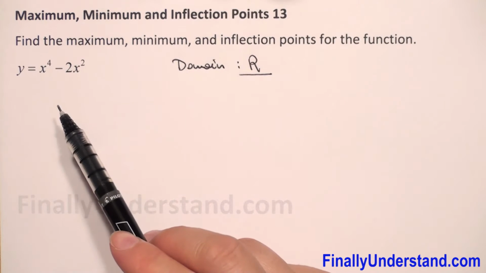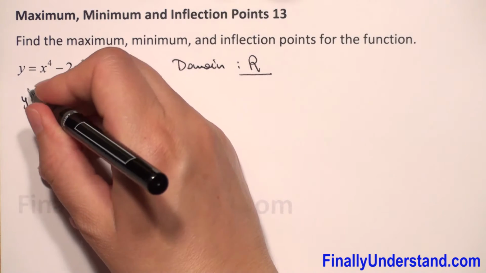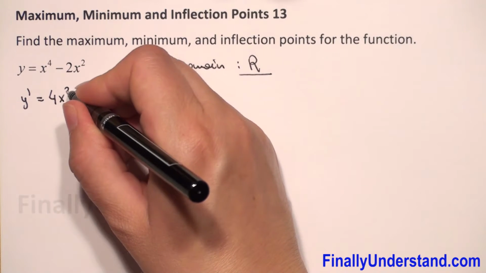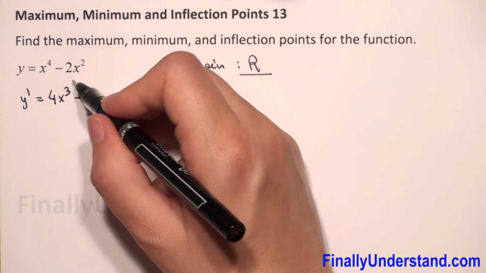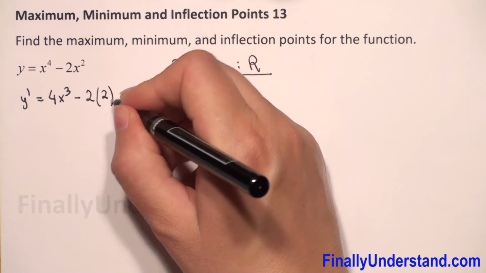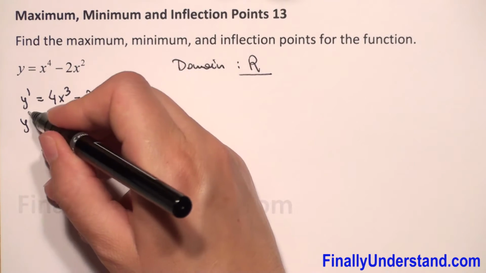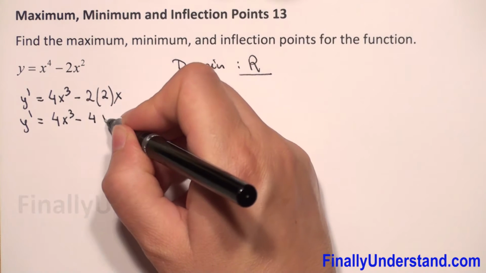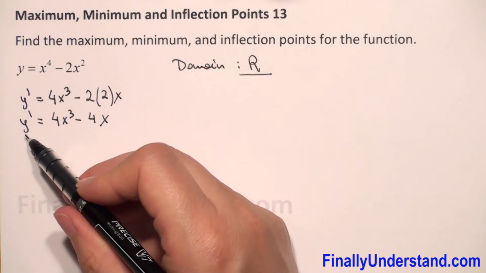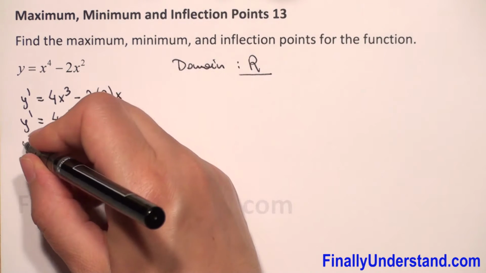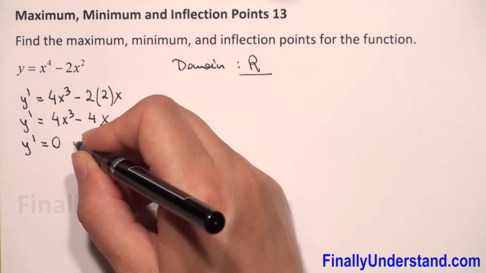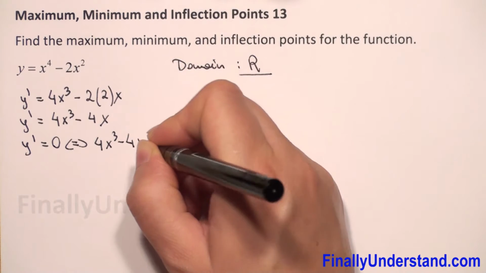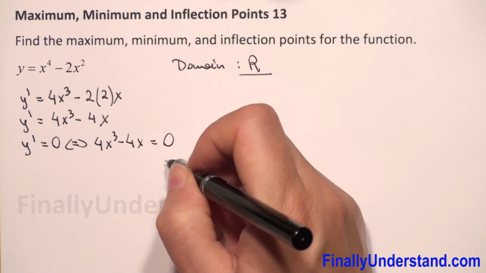So first we need to find the first derivative. y prime is equal to the derivative of x to 4, which is 4x to third, minus the derivative of 2x squared, which is 2 times 2x. So y prime is equal to 4x to third minus 4x. Next, we have to find when our first derivative is equal to 0. y prime is equal to 0 if and only if 4x to third minus 4x is equal to 0. We have to solve this equation.